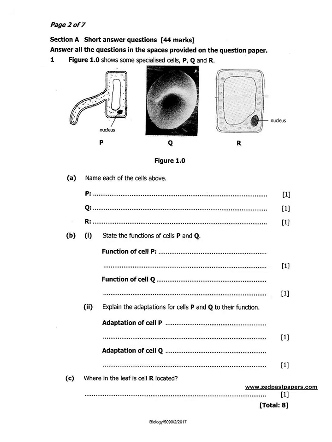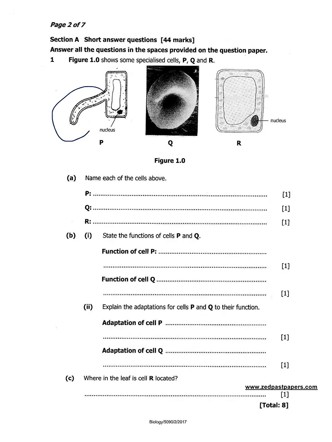Figure 1.0 shows some specialized cells P, Q, and R. A specialized cell is any cell that has its own function. So we have cells P, Q, and R. Now let's look at our first question here: name each of the cells above. So the first one, let's name P.